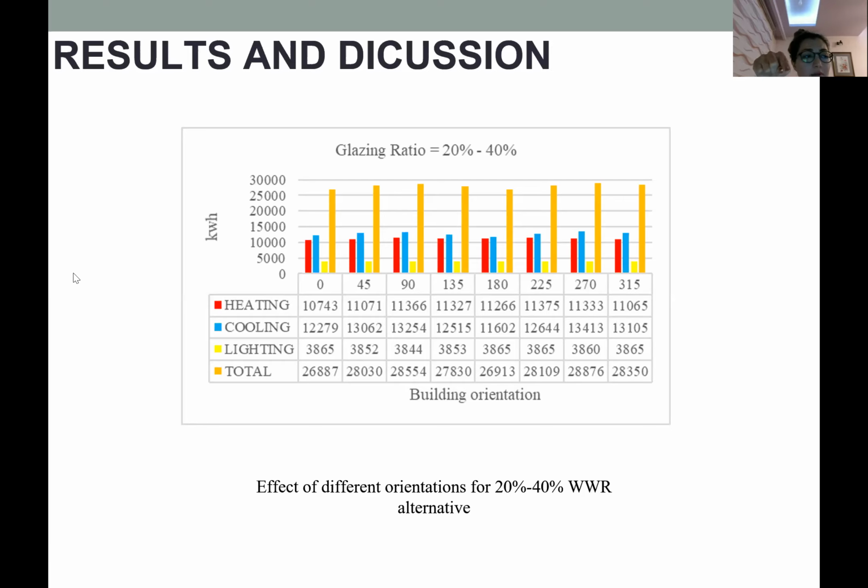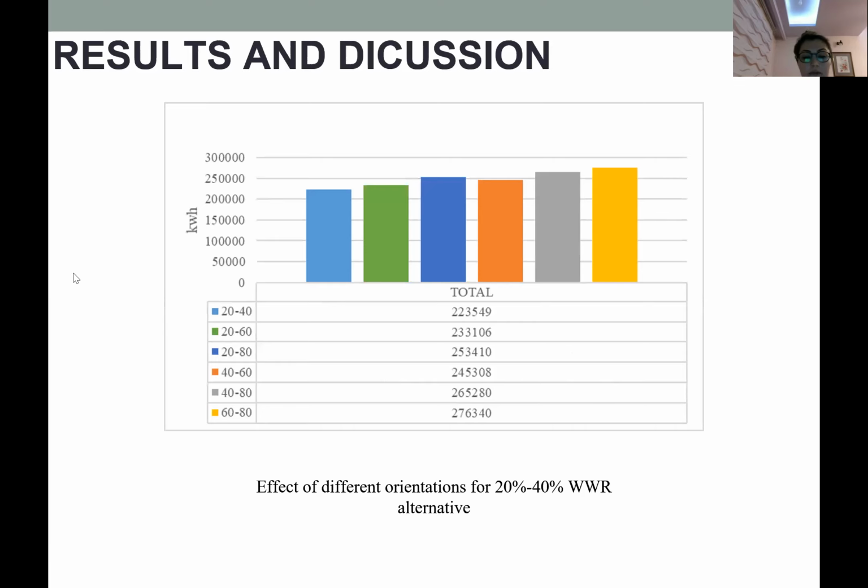whereas at 270 degrees with WWR 40% and 20% for the east and west sides, respectively, it is 6,876 kilowatt-hours. Here the graph shows the effect of different orientations for the 20% and 40% WWR alternative.